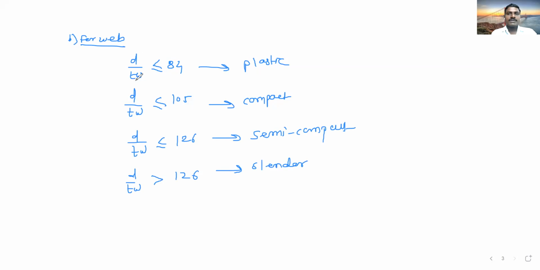So depth upon thickness of web. Depth of section upon thickness of web should be less than or equal to 84, plastic. So these values are very important: 84, 105, 126. This is the classification for web. Okay, have you written? Write down this. Now where is this required? This is required next. Please write down fast.